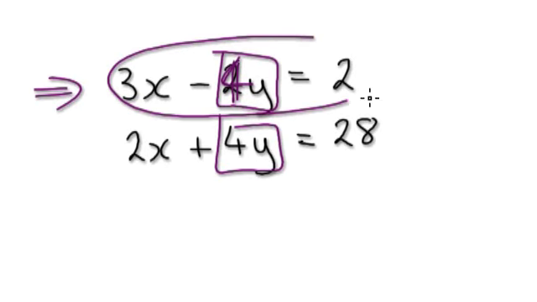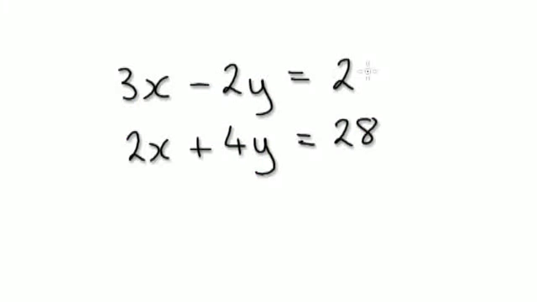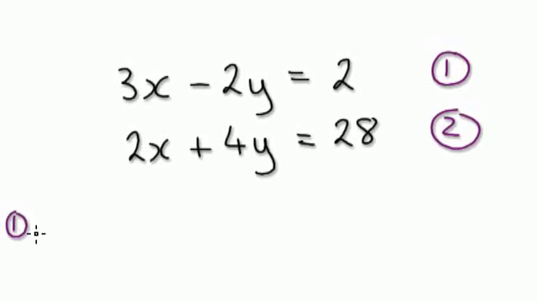If you get this whole thing and add it to the whole thing, you've got negative 4y plus 4y. These two will kill off each other. So you've in effect eliminated y. So for example, let's call this equation 1, equation 2. Let's get equation 1 and times everything by 2.